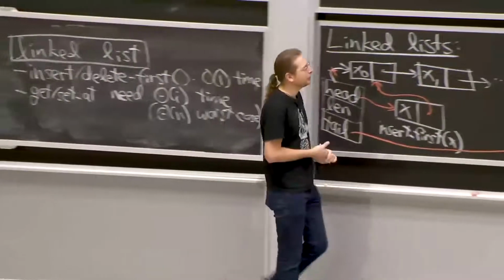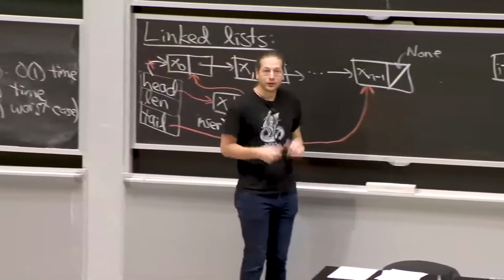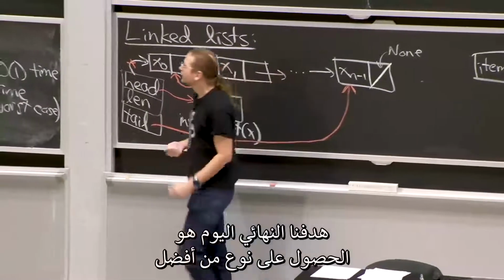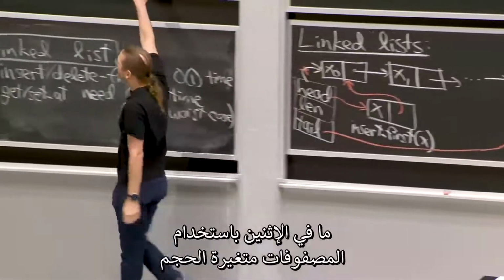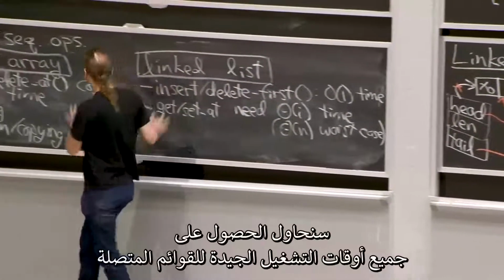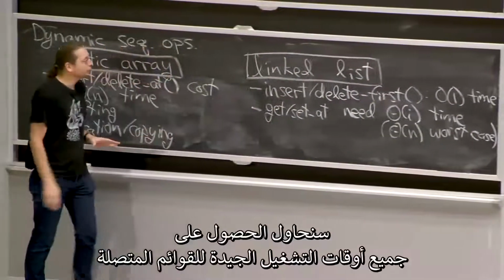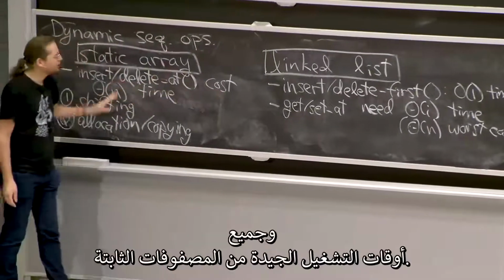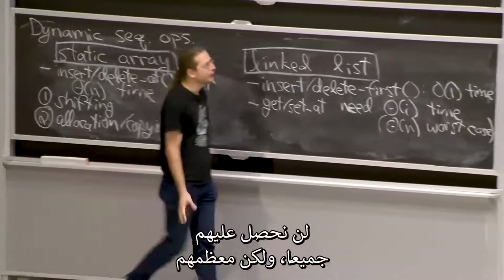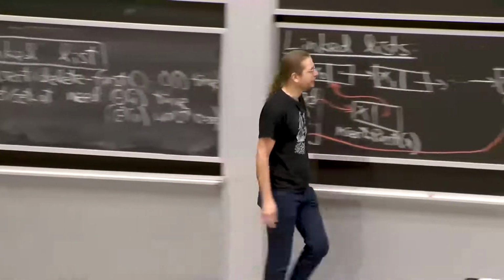OK, so our final goal for today is to get sort of the best of both worlds with dynamic arrays. We're going to try to get all the good running times of linked lists and all the good running times of static arrays. We won't get quite all of them, but most of them.